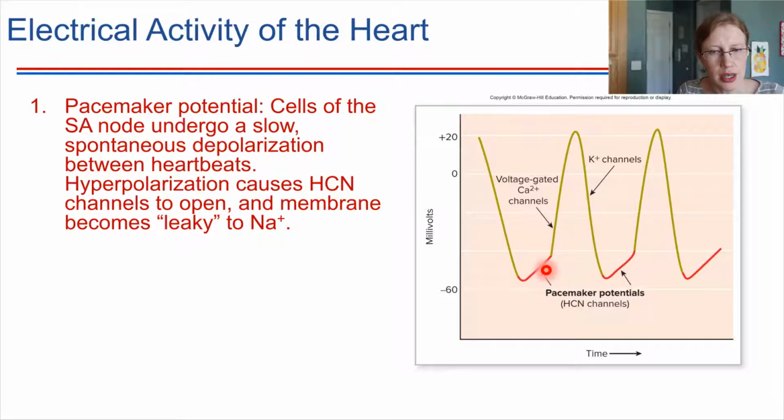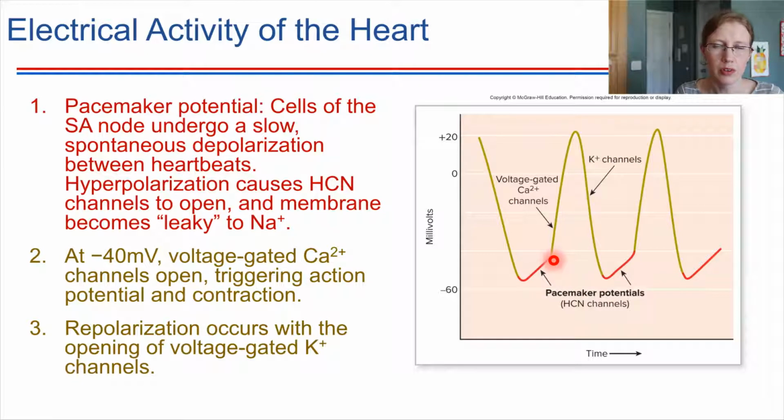Once that depolarization reaches about minus 40 millivolts, it will cause voltage-gated calcium channels to open. Those channels open, and calcium is going to rush into the cytoplasm. What does that do? Think in terms of muscle. We're sitting here in the heart, which is a muscular tissue. So if calcium floods into the cytoplasm, it's going to cause a contraction to take place. So the heart will beat. The cells locally will beat in response to this action potential.